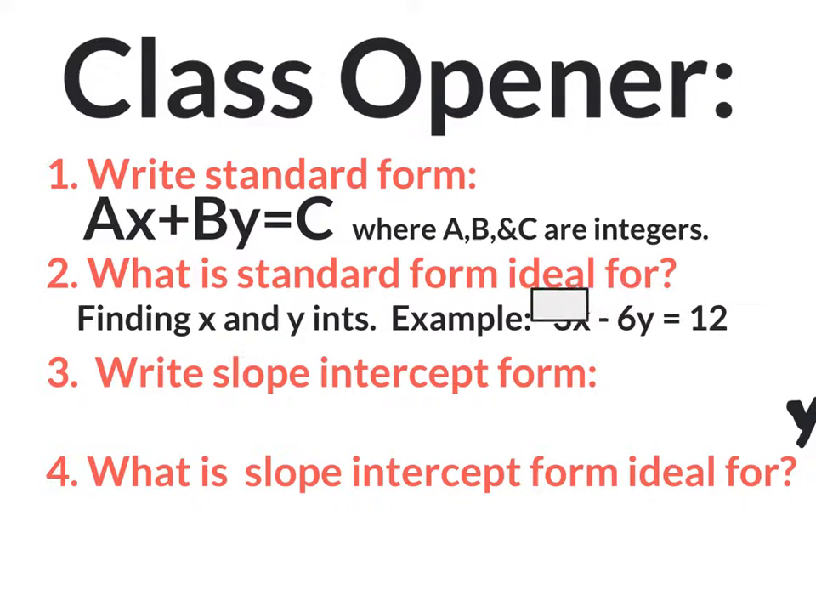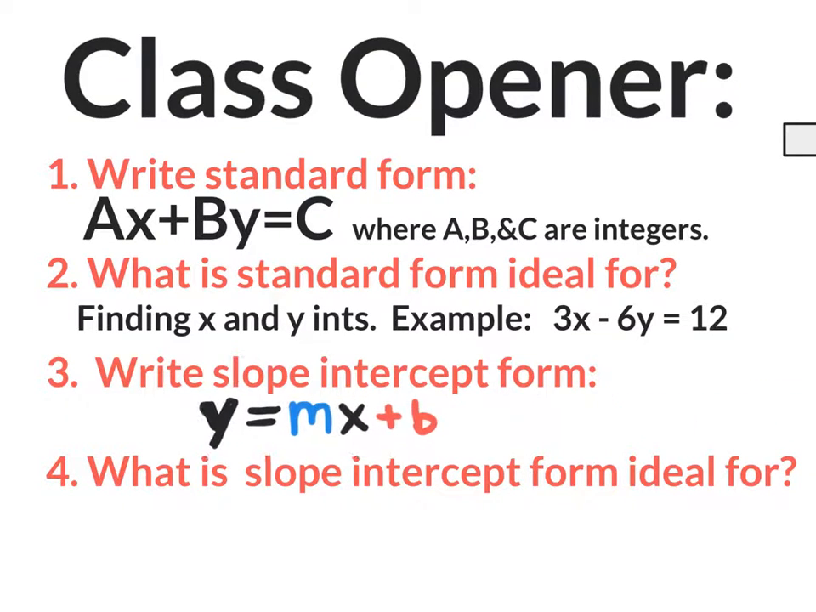You set x equal to 0. So you'd have the equation negative 6y equals 12. And if you wanted to find the y-intercept, where would it cross? Negative 2. So when it's in standard form, it is great when they ask you to find the x and y intercepts. Okay. How about slope-intercept form? What's that?